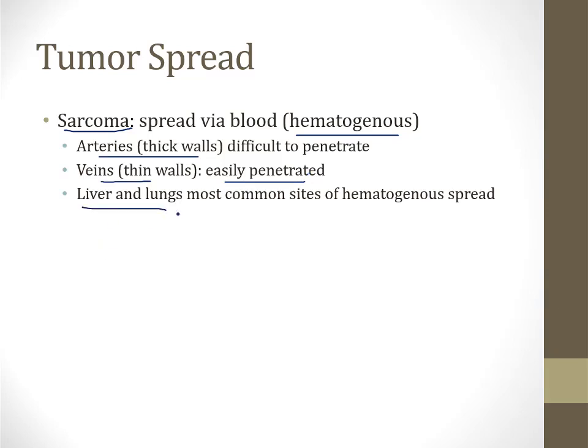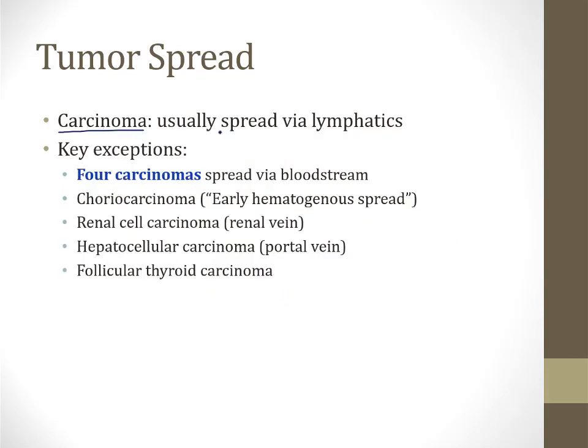All of our venous blood flow goes into the lungs and much of it goes into the liver, so these are common locations for hematogenous spread and metastases. Carcinomas, on the other hand, usually spread via lymphatics, except for 4 classic exceptions. And as a med student, you should definitely know these 4 exceptions. It could come up on your boards, and it's always asked on clinical rotations.